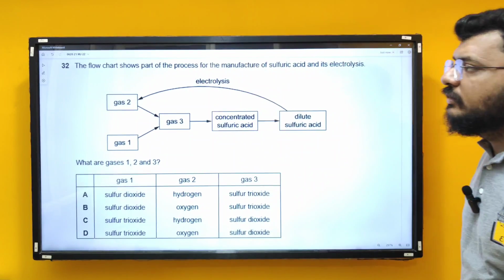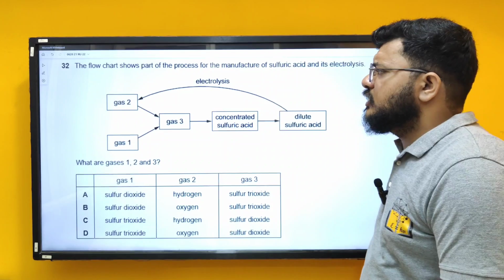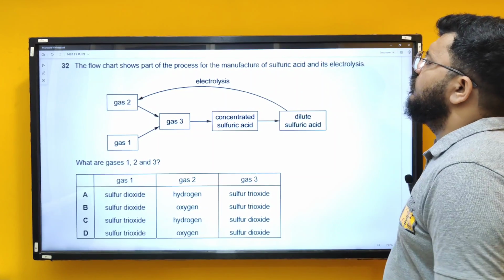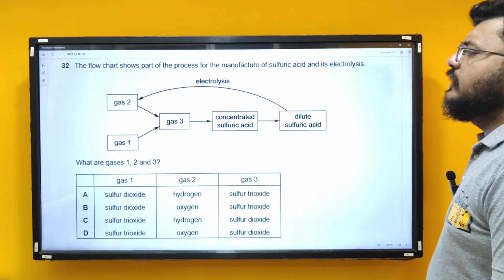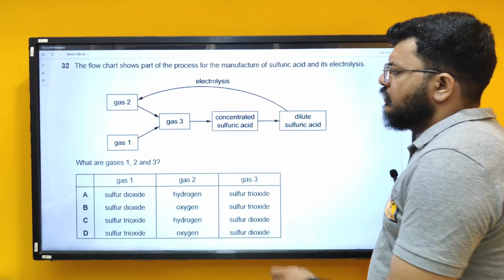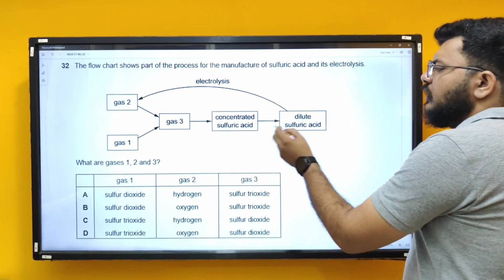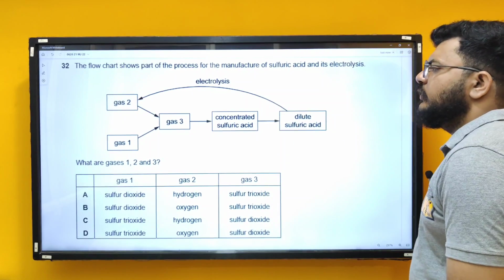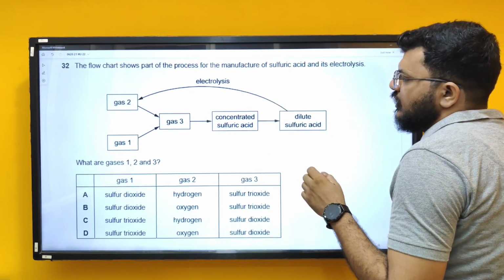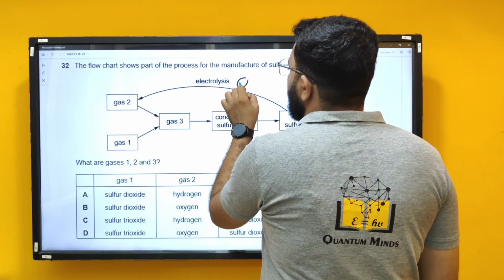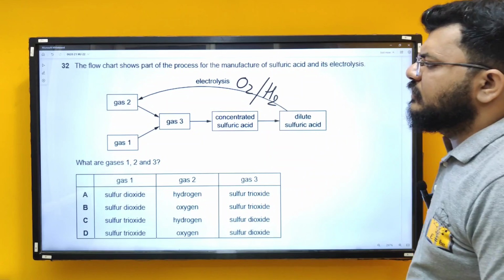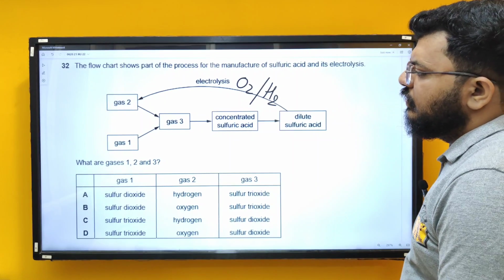Okay, what do we have? The flow chart shows part of the process of manufacture of sulfuric acid and its electrolysis. Okay, so concentrated sulfuric acid, add water, get dilute sulfuric acid, electrolysis. Electrolysis of sulfuric acid produces oxygen and hydrogen, right? So you have possibility of O2 and H2, right? It's an acid.